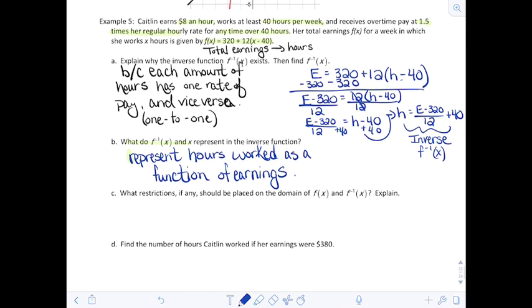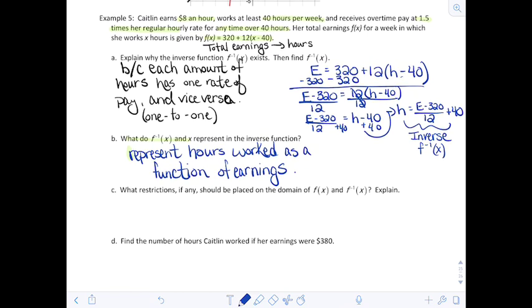All right, so being that this is a real-life application, let's talk about restrictions and reasonable domains. Letter C says, what restrictions, if any, should be placed on the domain of f of x and f inverse of x? Well, let's look at each of them and explain why. So f of x, let's talk about that first. f of x was the original 320 plus 12 times (x minus 40). So what could go into that function? In the original f of x, x represented my hours. So what could we plug in for hours?